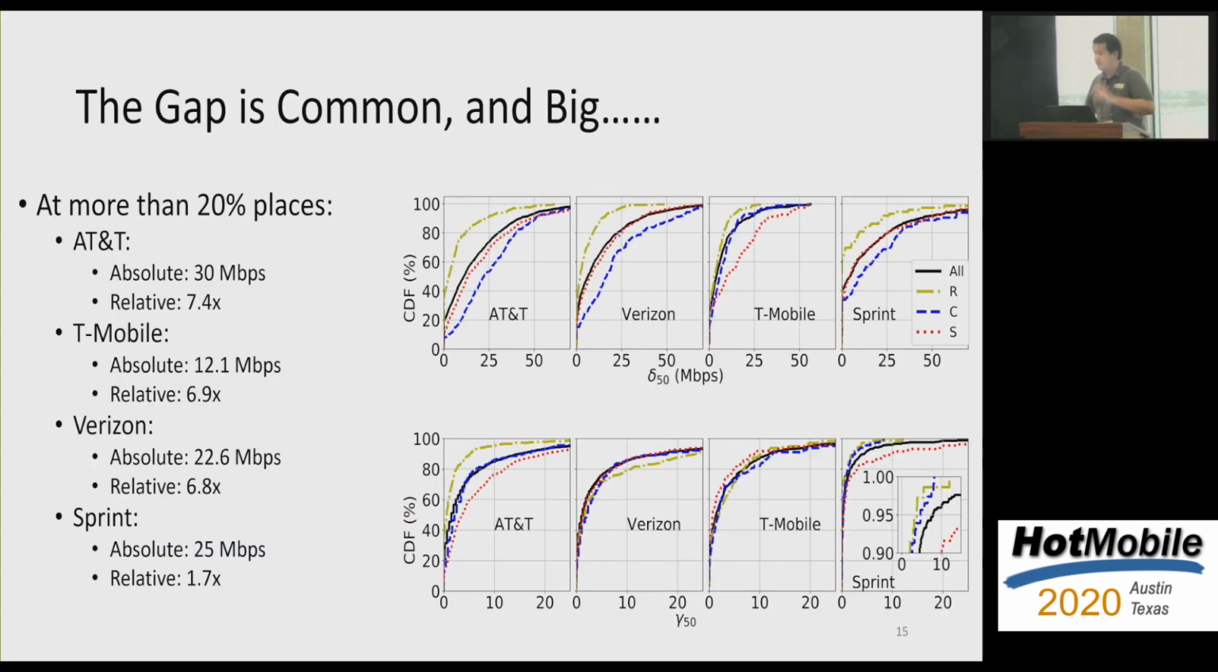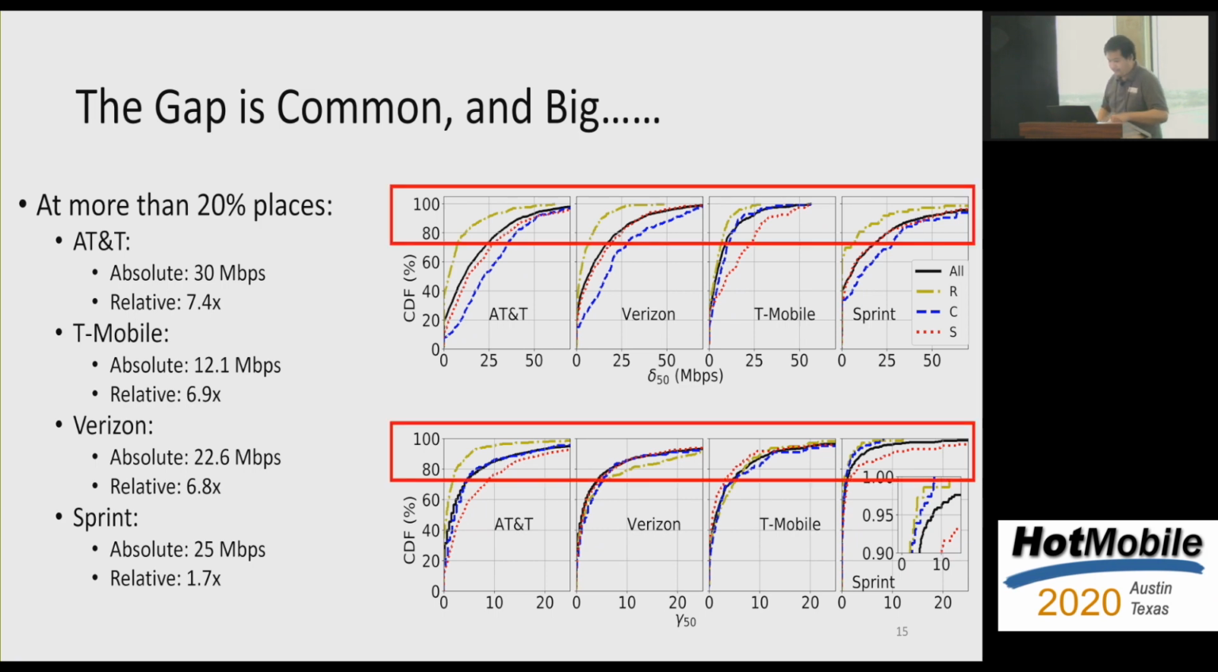Using these two metrics, we quantify the performance gap from our driving experiment and see that the gap is common and big. For example, using AT&T as an example, you can see that at more than 20% of places, we can observe an absolute performance gap of 30 Mbps, and the relative performance gap is 7.